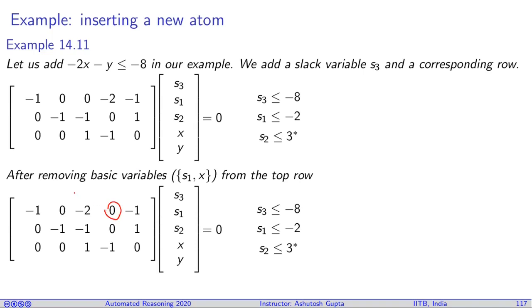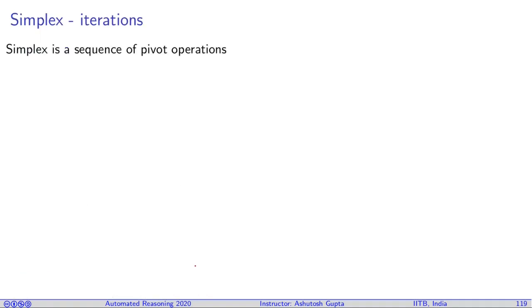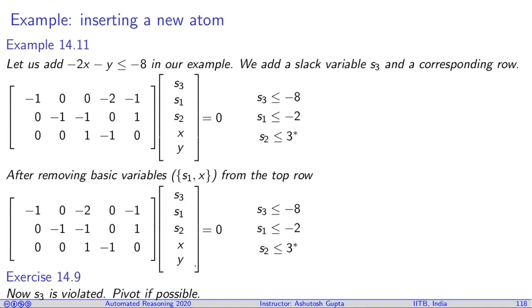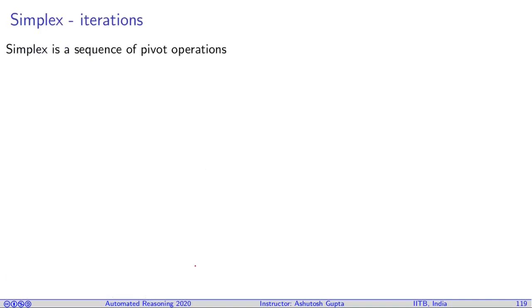And what happens is that it goes to the form in which we want the matrix A to be, and then we have this current state. So now s3 is violated, and we pivot if possible. Kindly do the exercise to see how the pivot will work now.